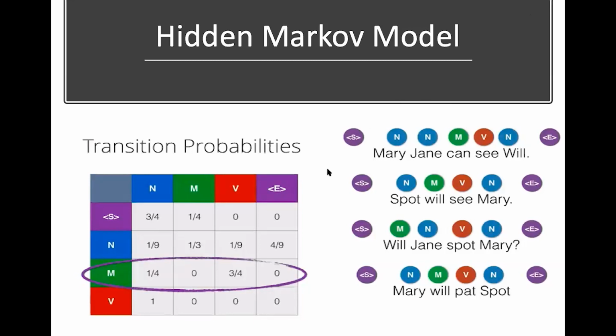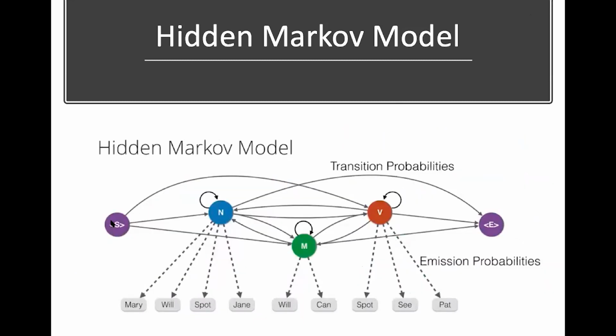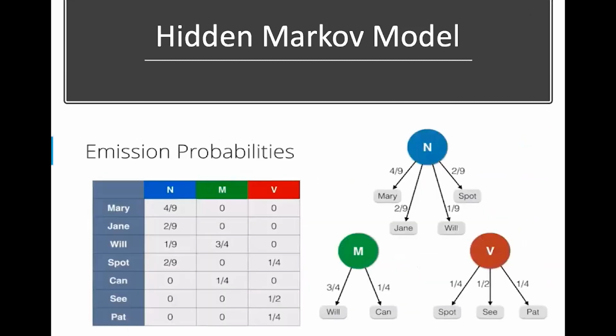Can you explain emission probabilities again? Yeah. Transition probabilities in this model are you moving from the start to noun. Emission probabilities are the probabilities of a word being a noun. So in this case, you see, the 4 sentences that we had, Mary is 4 times likely to be a noun, Jane is twice a noun, Will is once a noun, and Spot is twice a noun.